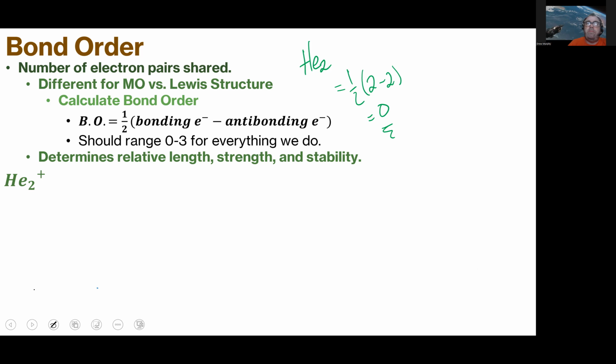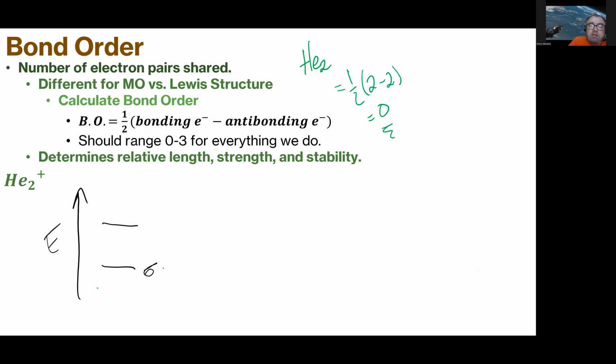All right. The other thing we can get out of molecular orbital theory is it lets us explore molecules that we might not think exist, right? We did that with He2, right? We said, okay, if we could form this molecule, it's not going to form because it's 0. Okay. He2 plus is going to be the same idea.